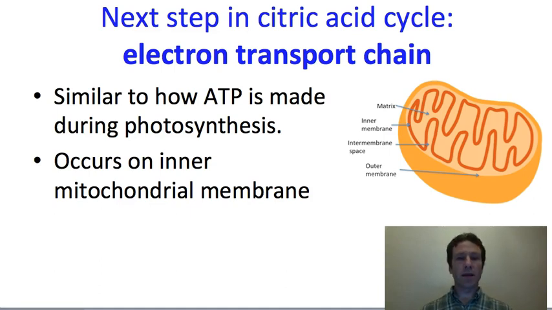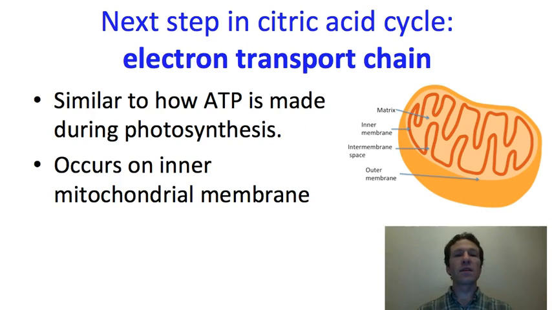We'll talk about that next step now. This step is called the electron transport chain, and it will be very similar to how we saw ATP was made by chloroplasts as an intermediate step in the process of photosynthesis. The electron transport chain is going to occur with proteins that are embedded in this inner mitochondrial membrane with all of the infoldings. The infoldings basically give this membrane a lot of surface area, so a lot of these proteins can be attached.